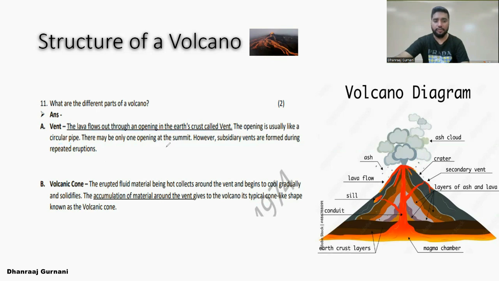There can be more than one opening. Subsidiary vents are formed due to repeated eruptions. Here is an example of a subsidiary vent. Subsidiary vents can be formed due to repeated eruptions.